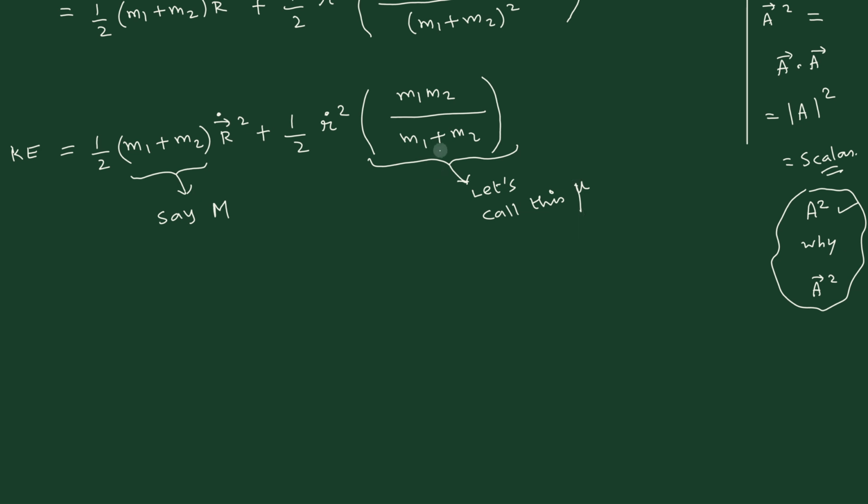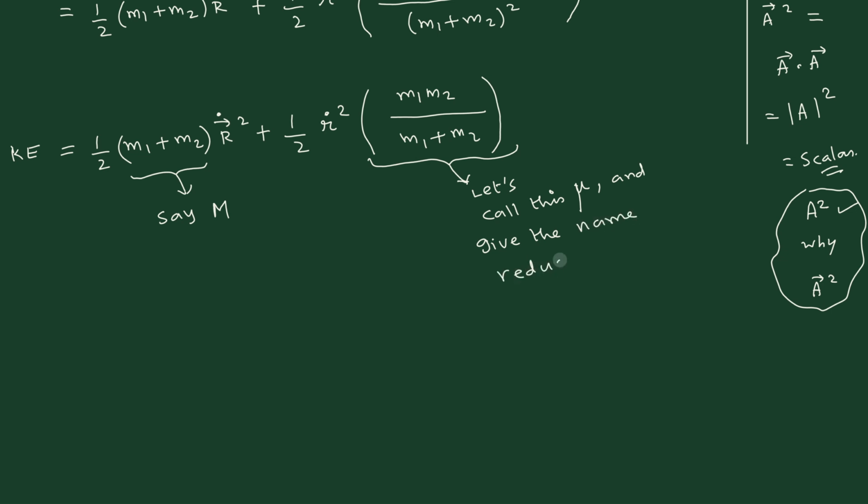And interestingly, if you see the dimension, M1 is kilogram. So kilogram into kilogram divided by kilogram, ultimately it is a kilogram only, not a problem. So it's a mass. Capital M is 1 mass and small m is another mass. And we will call this by the symbol mu, and we are going to give it the name reduced mass.